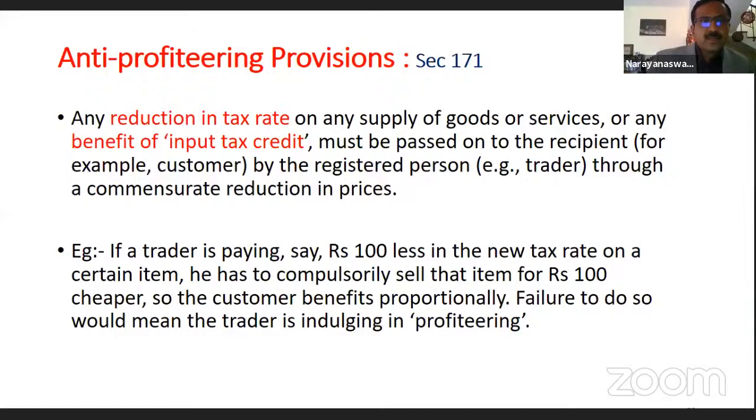There are 2 aspects to the anti-profiteering provisions. One is any reduction in the tax rate. As I was mentioning to you earlier, it was 28%, now it has become 18%. That proportionate amount has to be passed on to the consumer. That is the basic principle. And if I was not getting input tax credit earlier, now I am getting it, I should ensure that I pass on that benefit to the consumer. So these are the 2 things. Whenever there is a reduction in the tax rate or additional gain of input tax credit, both benefits should be passed on to the consumer, not just kept with the business person.